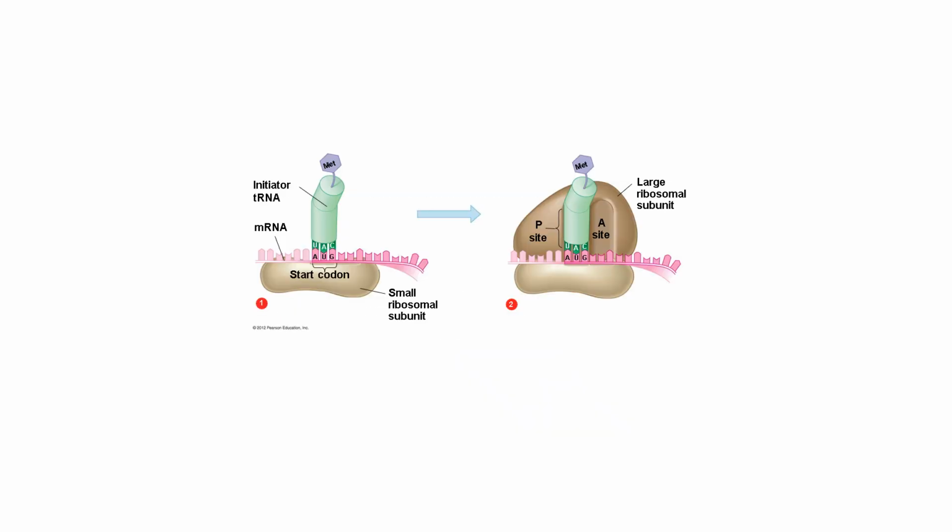The initiator transfer RNA, or tRNA, plays a critical role at the start of translation. It carries methionine and pairs with the start codon, anchoring the process. Once bound, the ribosome is ready to build the polypeptide chain.